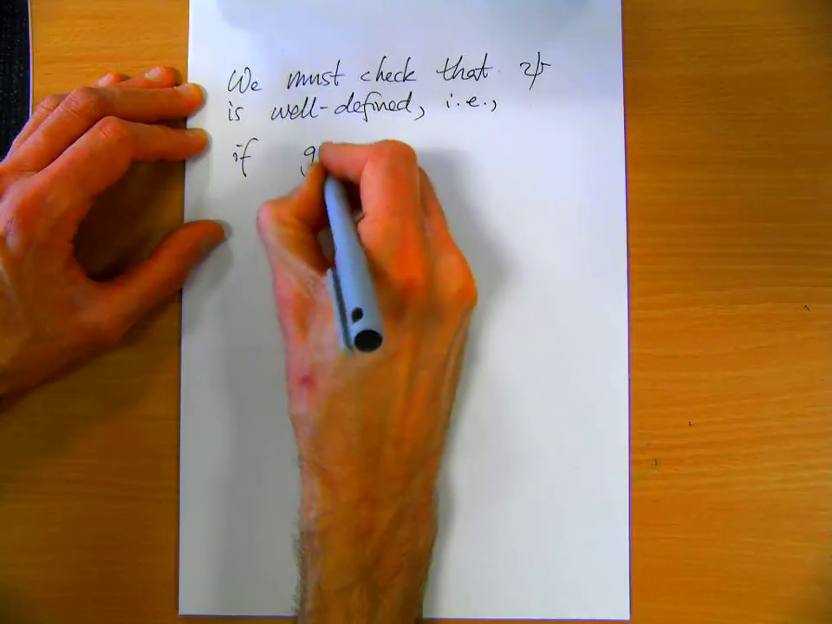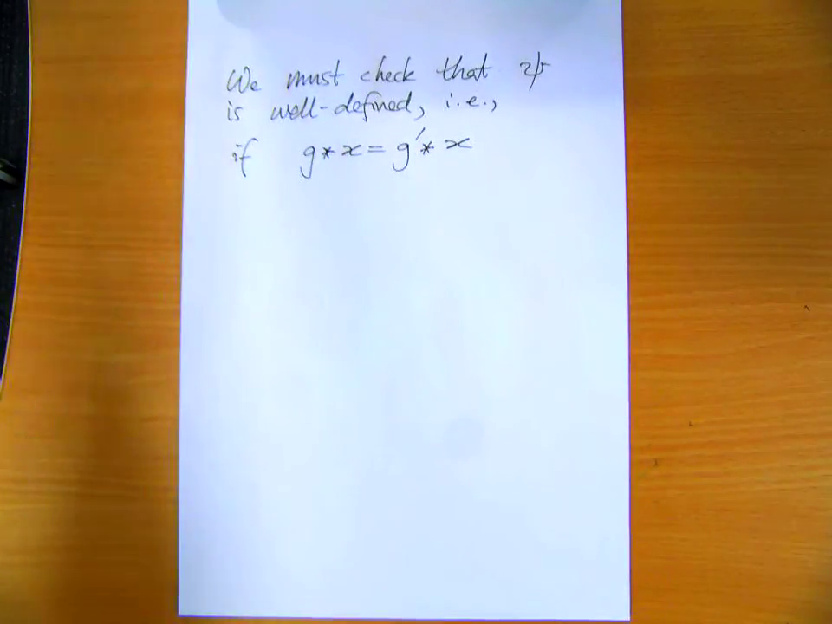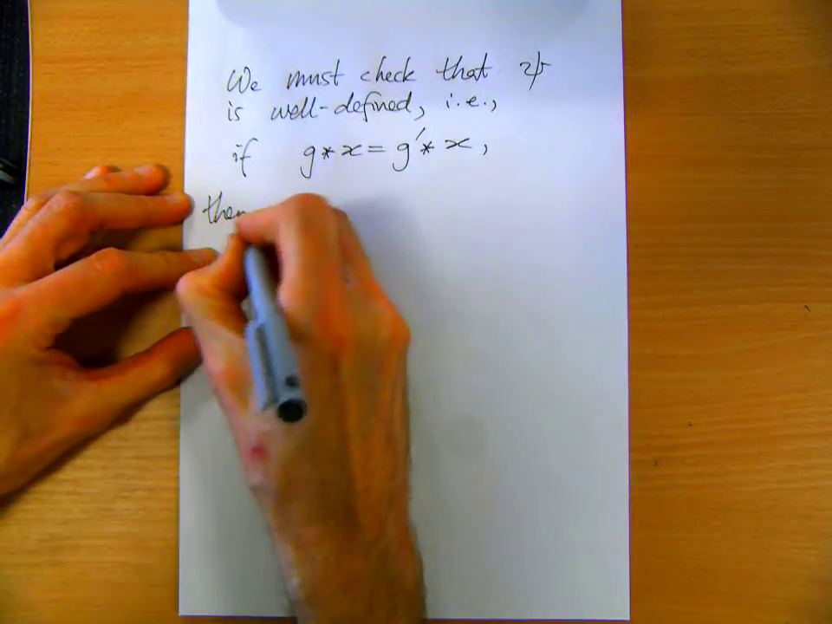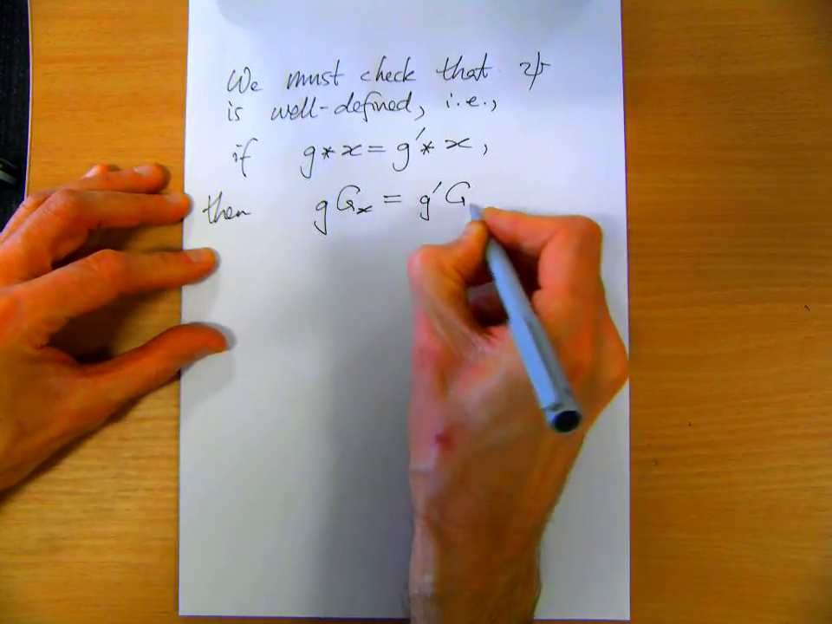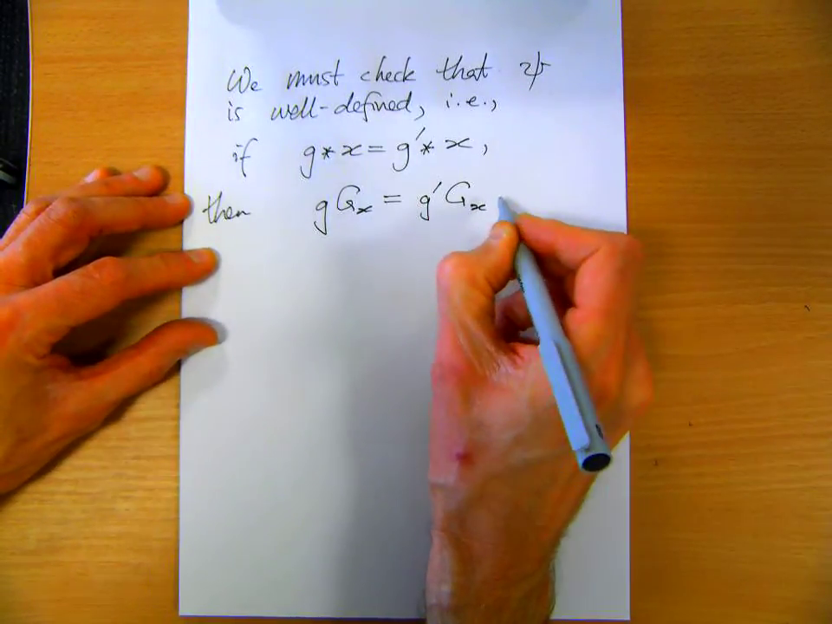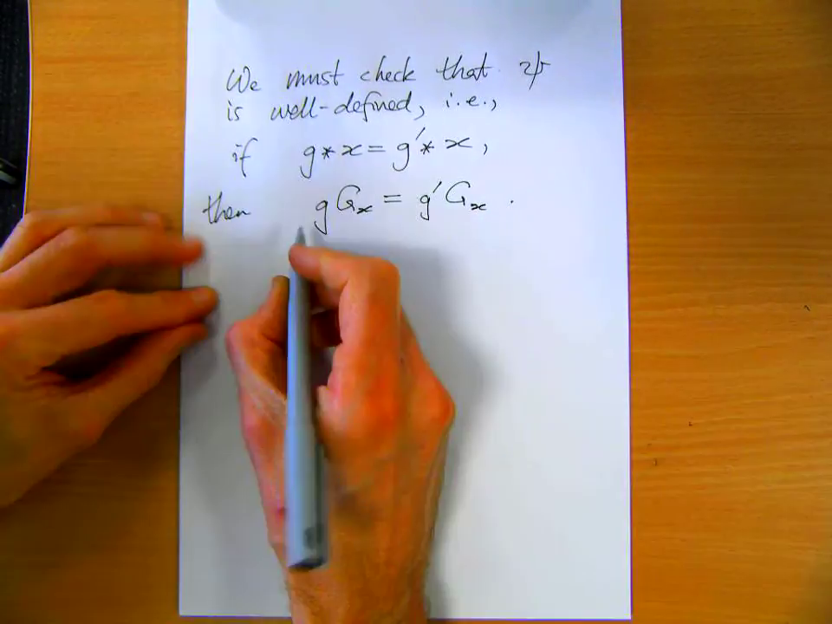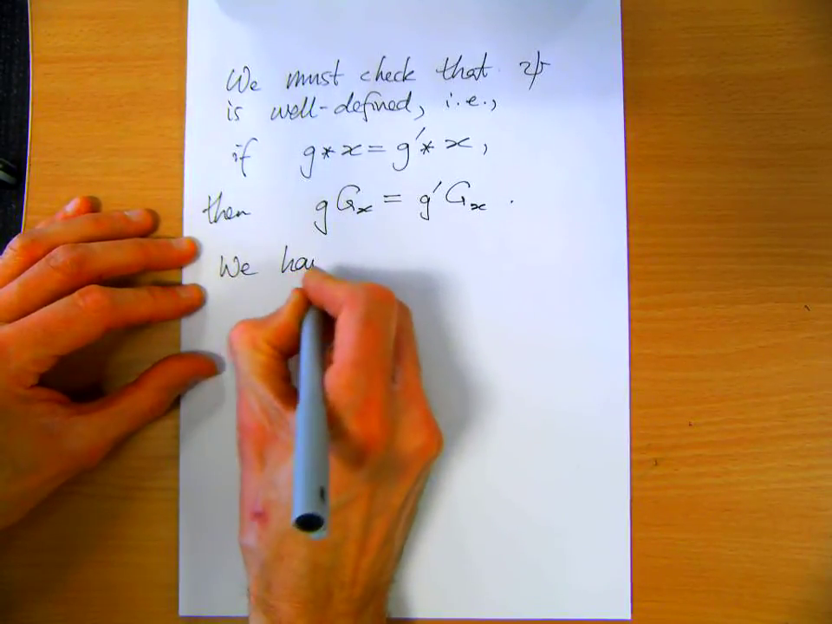So if G star x happens to be G prime star x, which it could be, there could be two different ways of getting to that element of the orbit, then the output should be the same. In other words, it shouldn't matter which choice of representative G or G prime I use. So I've got to check that first, otherwise I don't even have a function. Well, let's just do that.